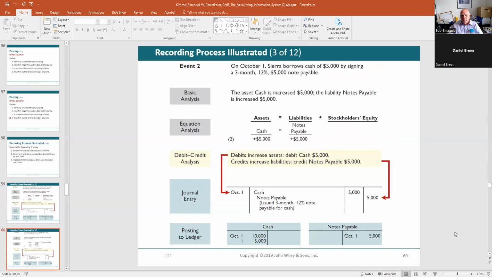Event 2, you borrowed cash, $5,000 against a note. Well, our cash went up. It now has a balance of 15, and notes payable goes up with the credit, 5,000.